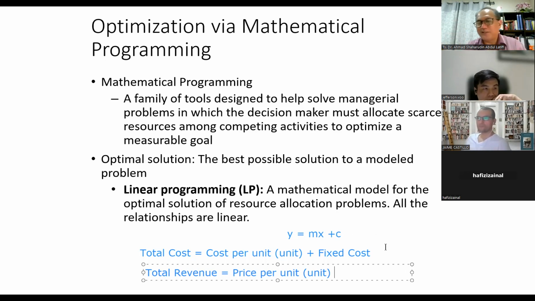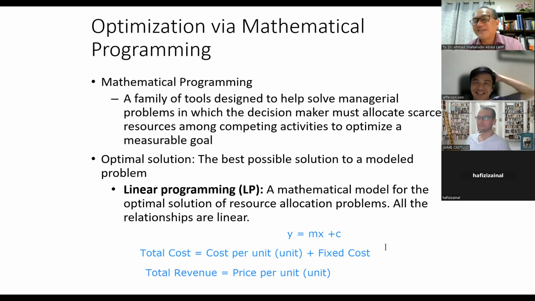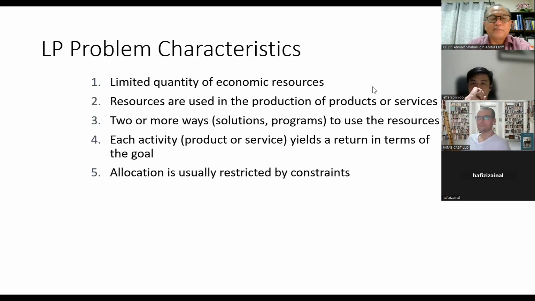Any question on this? This we learned in our secondary school. Right, Jefferson? We learned in school, only that in school they don't tell us total cost is cost per unit times the number of units, right? So this is mathematical programming. It's nothing new to us, actually, just putting it in the right perspective.